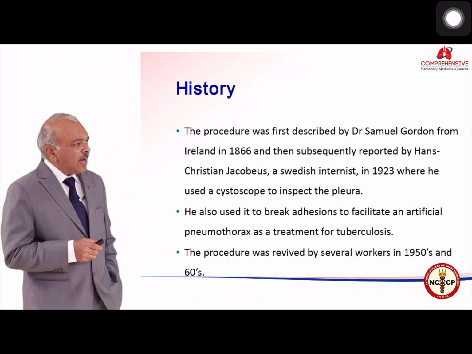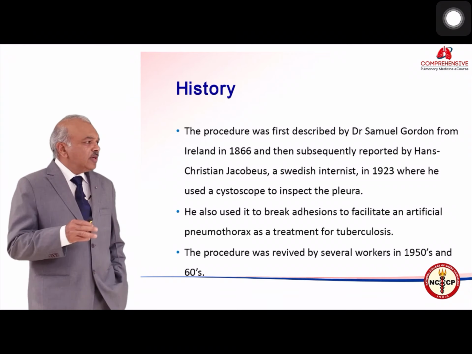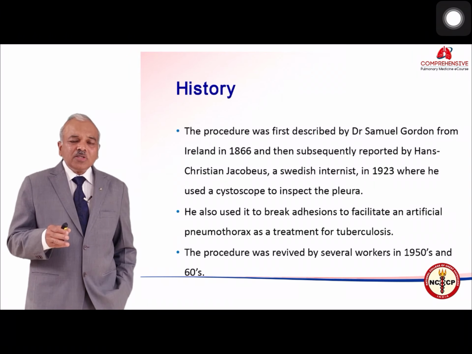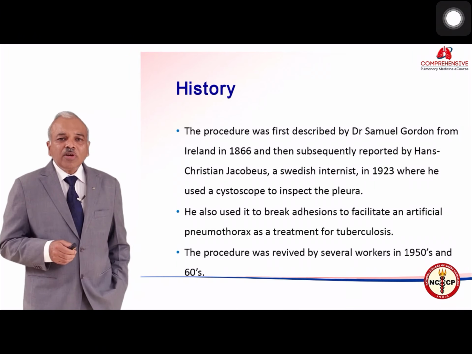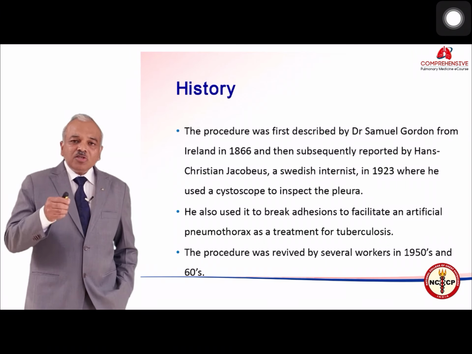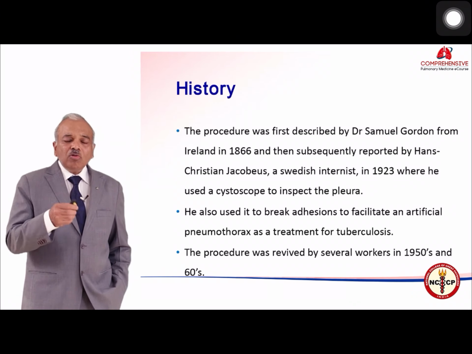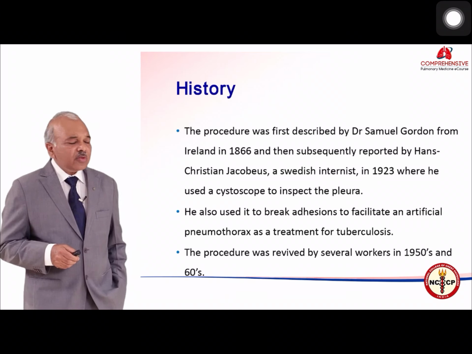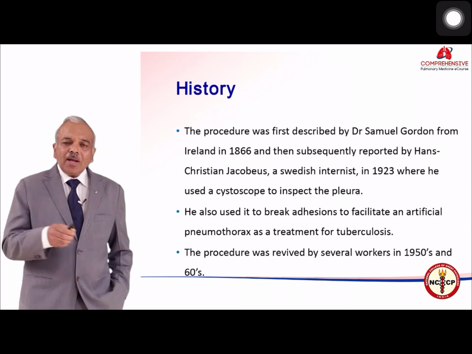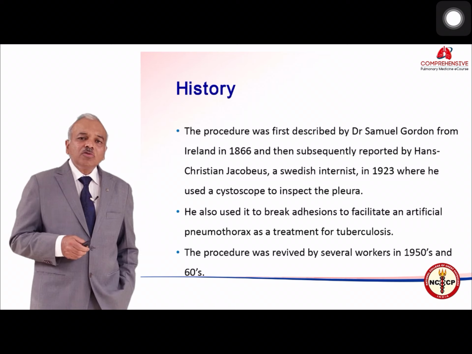The procedure dates back to the year 1866 when Dr. Samuel Gordon in Ireland first did a thoracoscopy. Subsequently, Jacobius, who is considered the father of thoracoscopy, who was a Swedish internist by the way, put a cystoscope into the pleural cavity and examined it to look for tubercular lesions, and he tried to create an artificial pneumothorax to collapse the lung, as was the want in those days for treatment of tuberculosis.